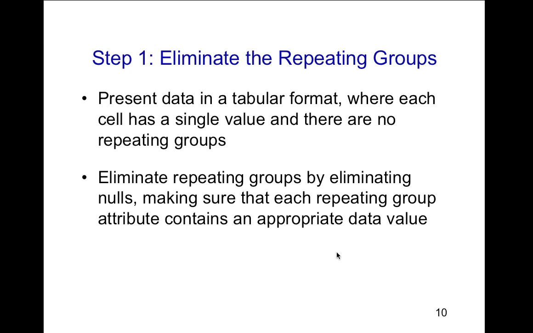So first you're going to put it in first normal form, then you're going to put it in second, then you're going to put it in third. So step number one, to put it in first, you got to get rid of the repeating groups. So you present the data in a tabular format where each cell has a single value and there are no repeating groups. You eliminate the repeating groups by eliminating the null values as well, making sure that each repeating group attribute contains an appropriate data value.